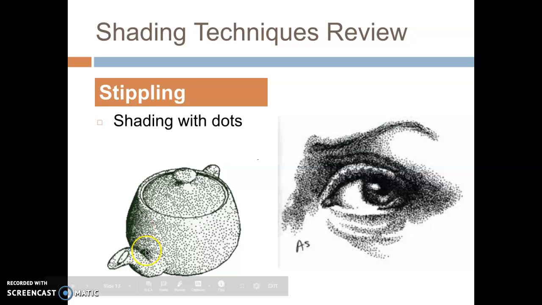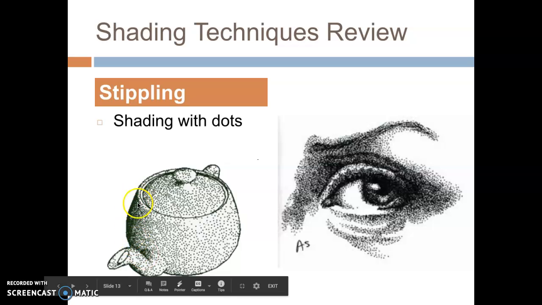The third one to review is stippling, which is shading with dots, and that's what we looked at on that value scale. You can do it a lot of different ways with different media, from pencil to pen. You'll see on the teapot here, the shadow is represented with the dots very close together, and the same thing here with the eye.